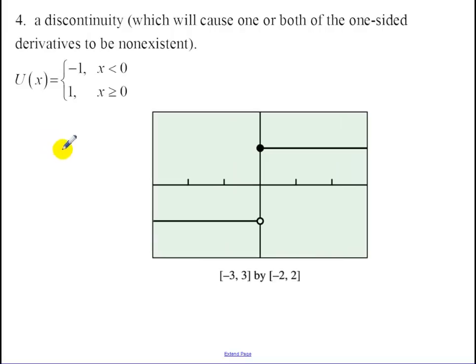And then a point of discontinuity, where from the left and the right, you're going to jump. A lot of times that happens with piecewise functions.